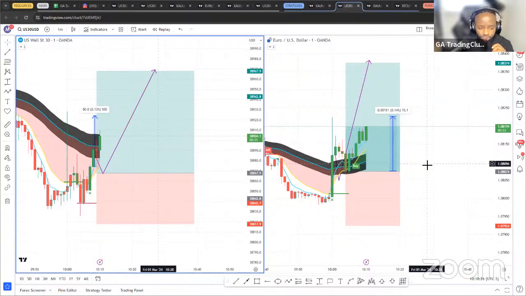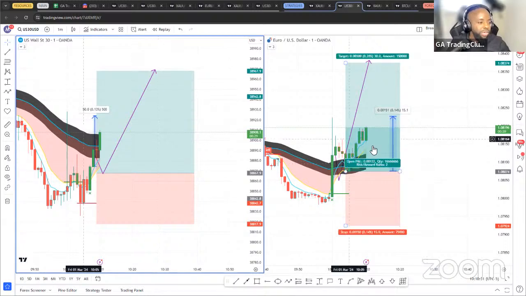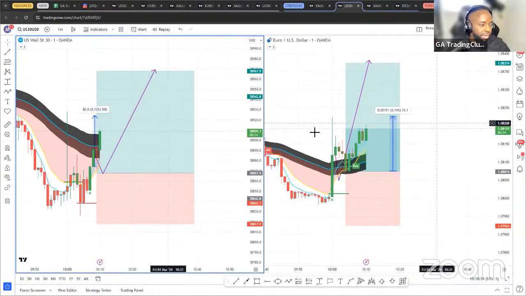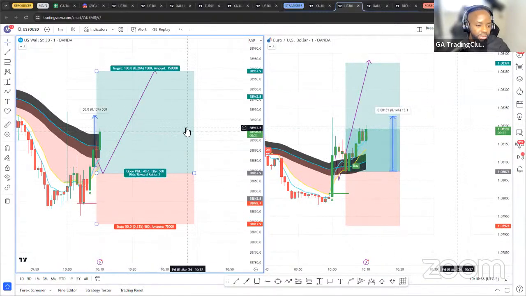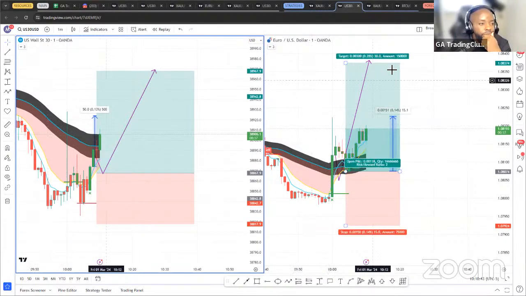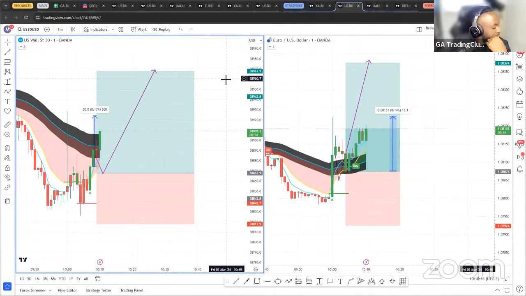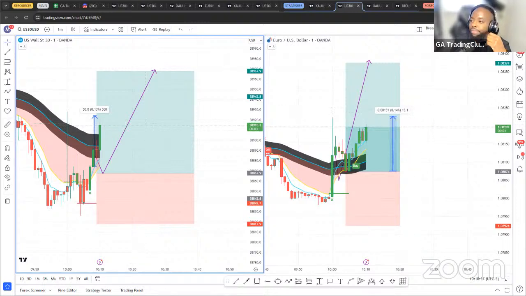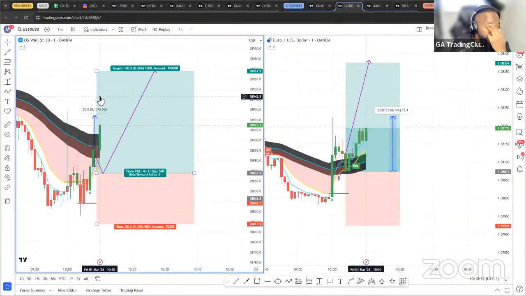This would have been such a nice one, man. Since I'm running two accounts here, I'm looking at this as a nice 16K day if these two trades were to hit. Man, I don't think we'll get it for this one.